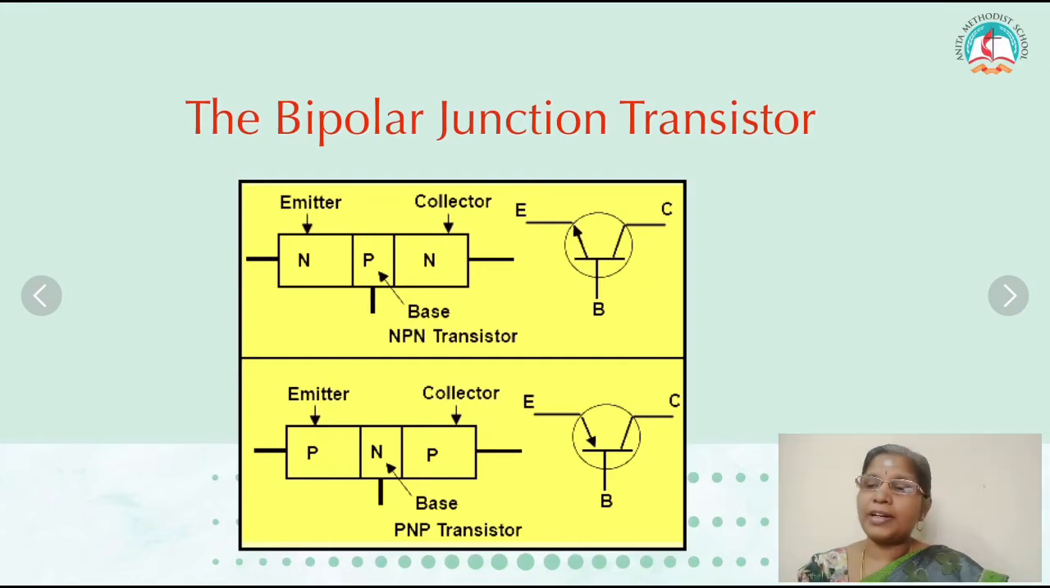Totally 3 basic terminals are here: emitter, the next one is base, and the next one is collector. There are 2 types of transistor. One is a PNP transistor, another one is an NPN transistor. When current flows from the positive to negative, in the NPN transistor the current is moving from base to emitter outside. But in the PNP transistor, the current direction is towards the junction. So 2 types of transistor, NPN and PNP.